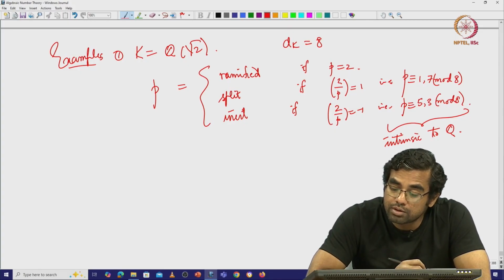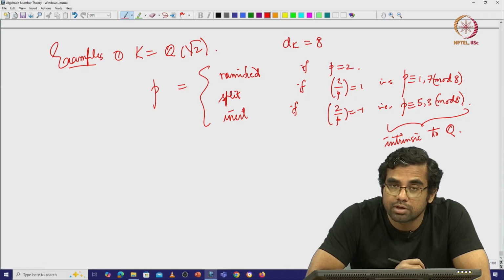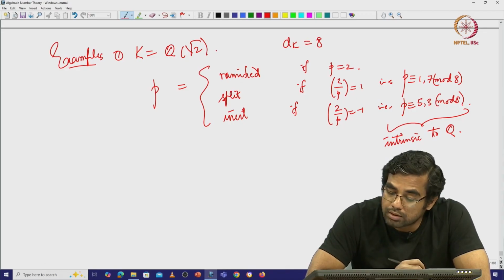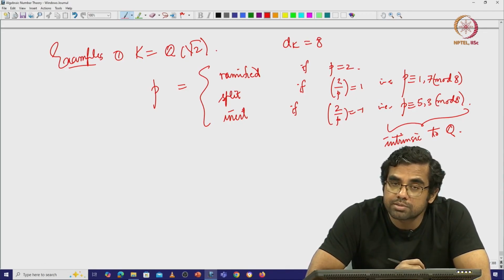Another point to note is that of course, there are only finitely many primes that ramify. So, in this case there is only one prime that ramifies, but there are infinitely many primes that split and infinitely many primes that are inert.